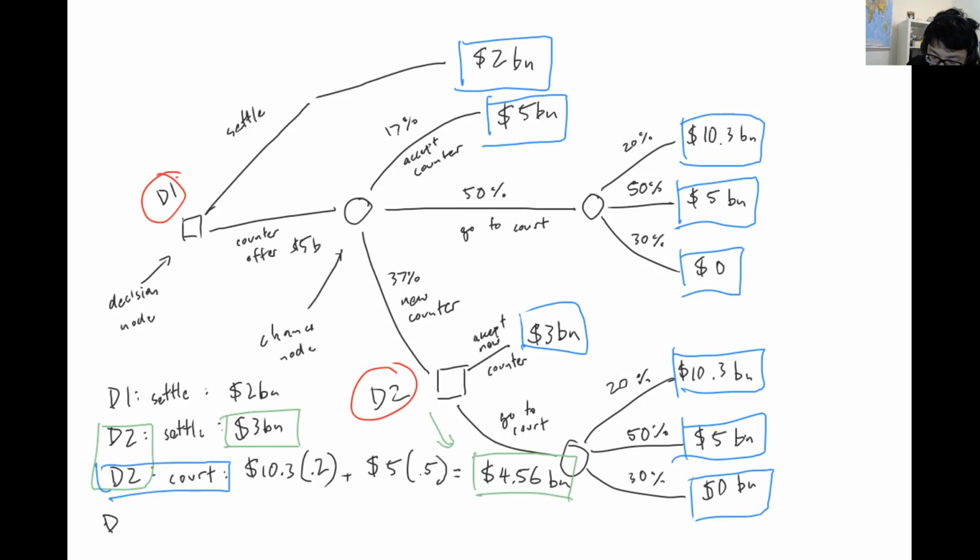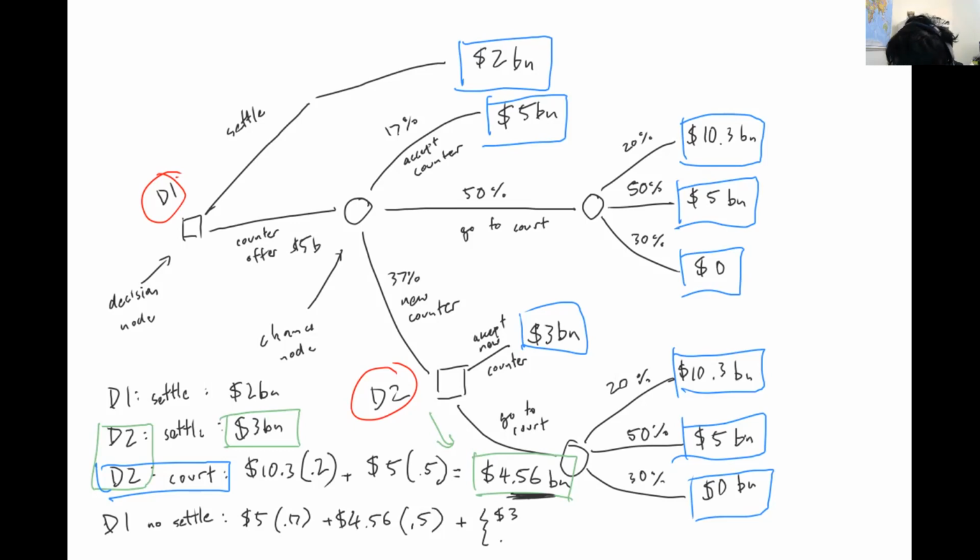Okay, so now let's think about D1. No settle, right? This is my other option. And I can do the same thing here. So 17% of the time I would get 5 billion. So it'd be 5 times 0.17 plus 50% of the time I would go to court. And we know that the outcome from the court, we calculated it before, it's the same thing. So it's actually 4.56 times 0.5, which corresponds to the probability it would go to court. Plus, okay, if I were to go into my decision node 2, there are two possible things. I could get 3 billion, or I could get 4.56.